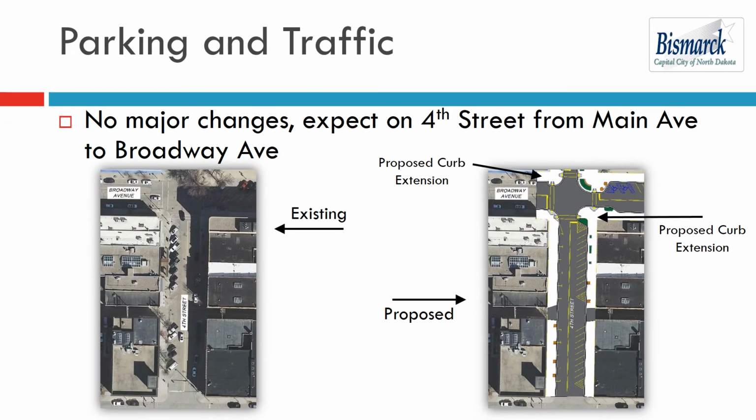Parking and traffic lanes will stay relatively the same, with the exception of 4th Street from Main Avenue to Broadway Avenue. As seen here, the proposed project would switch the angled parking from the west side of the street to the east side. By doing this, it will better help align the north-south traffic at the intersection of 4th Street and Broadway Avenue. To see an interactive image that shows the existing conditions and the proposed changes to 4th Street, please visit the story map link on the city's project website.